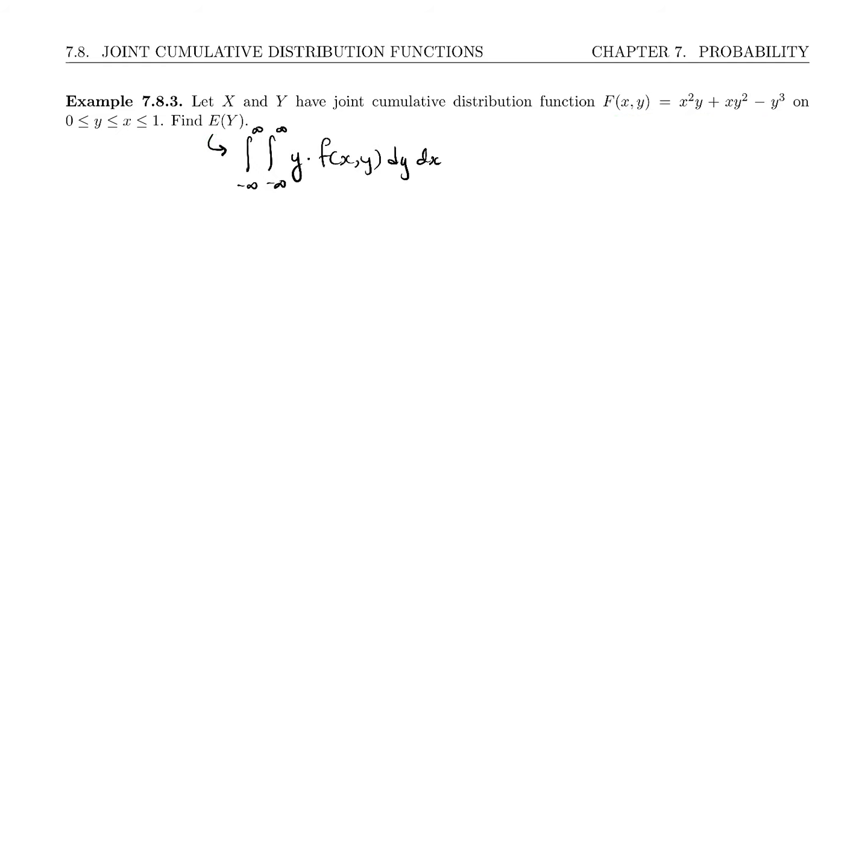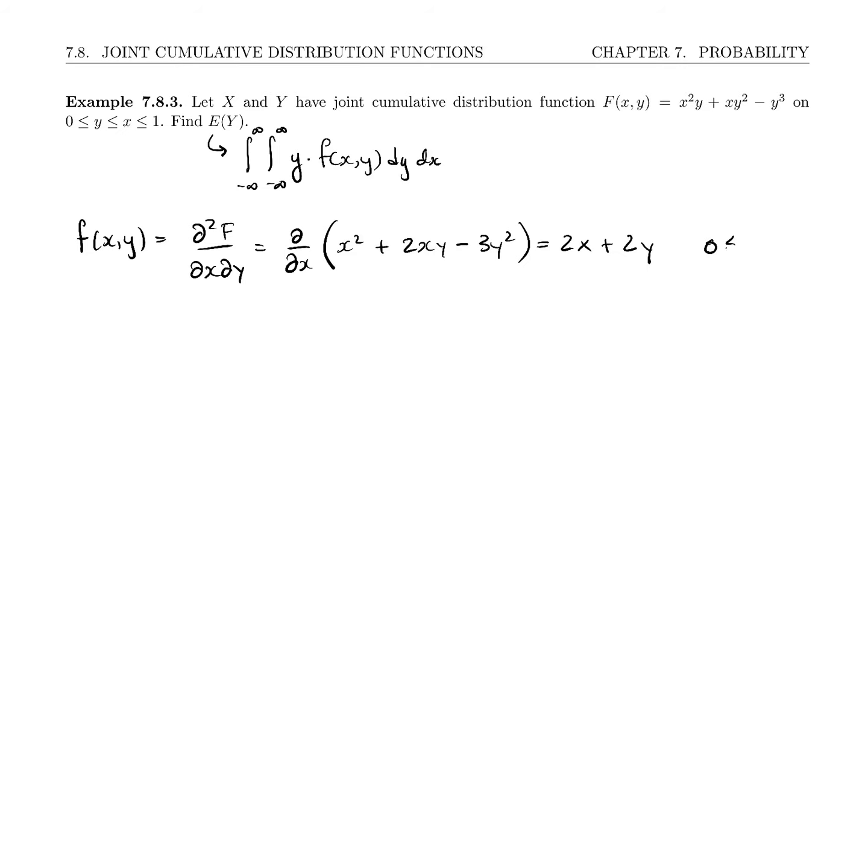So we are going to use the property that this density function, f of x, y, just happens to be the mixed partial of the joint CDF, dx dy. So that is the derivative with respect to x of, and let's take the derivative here first with respect to y. So we're going to have x squared plus 2xy minus 3y squared, and then we now take the derivative with respect to x inside, and so we are going to get 2x plus 2y plus 0, and this is on the same support, 0 is less than or equal to y is less than or equal to x is less than or equal to 1.